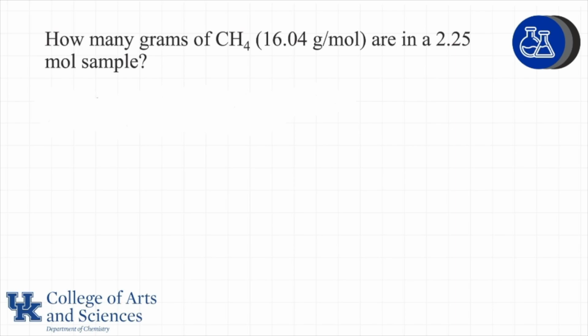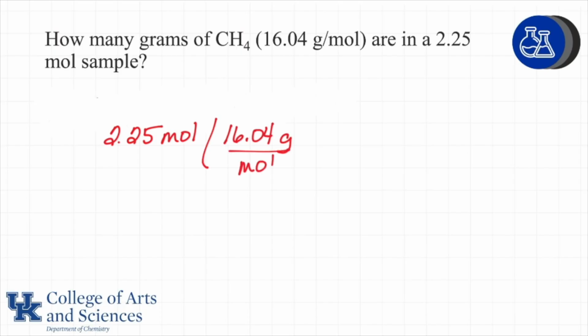How many grams of CH4 are in a 2.25 mole sample? Notice that we have the same number of moles that we looked at in a previous problem, but now we're talking about a different substance. The molar mass is going to be different, therefore the grams is going to be different. We're still going to set the problem up in a very similar way, but we're going to get a different result. 2.25 moles, we put moles on the bottom and grams on top, so 16.04 grams per mole. Moles cancel out, and we get 36.09 grams of CH4.